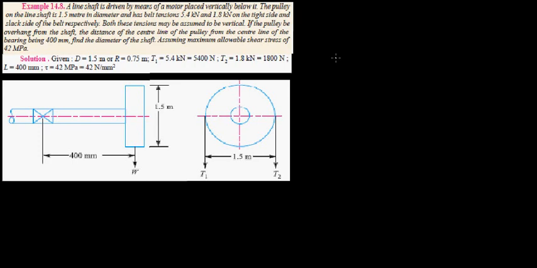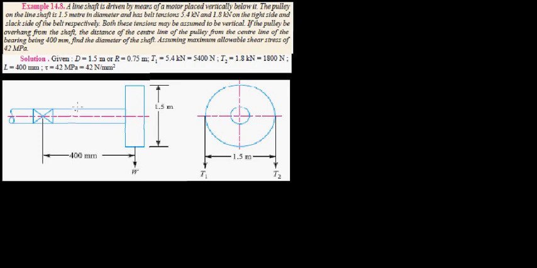Now both these tensions may be assumed to be vertical, and the pulley is overhanging from the shaft, the distance of the center line of the pulley from the center line of the bearing being 400 millimeters. Now what we have to do is to find the diameter of the shaft. Alright, now what we are assuming is that the maximum allowable shear stress is 42 megapascals.